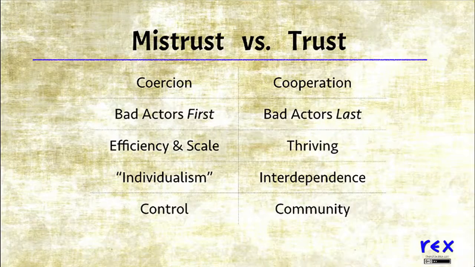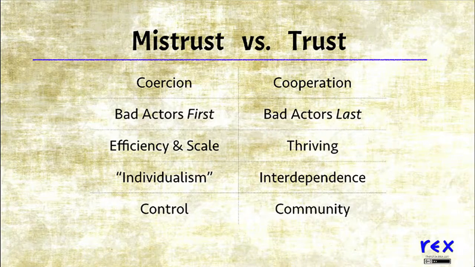So this is a summary. Now I'm going to bubble out of education and go more generally. This is a summary that if you build from mistrust, you have to use a lot of coercion. You have to make people do things your way because you're worried about bad actors. So you're trying to neutralize their behavior first. You need to prevent the bad stuff from happening.